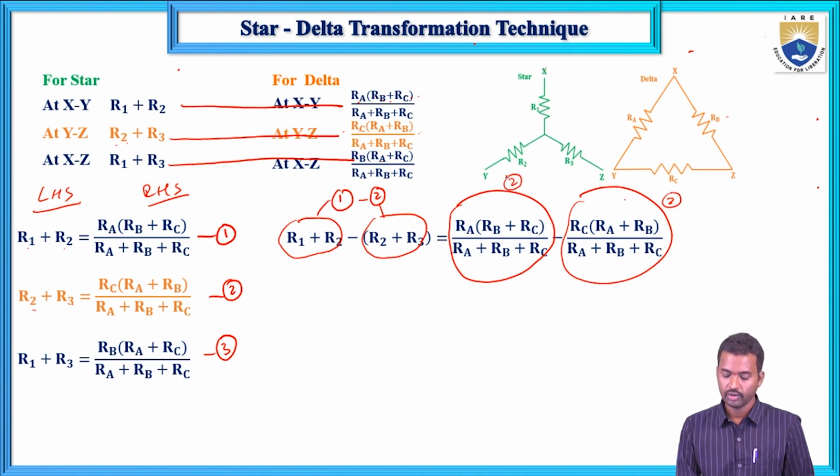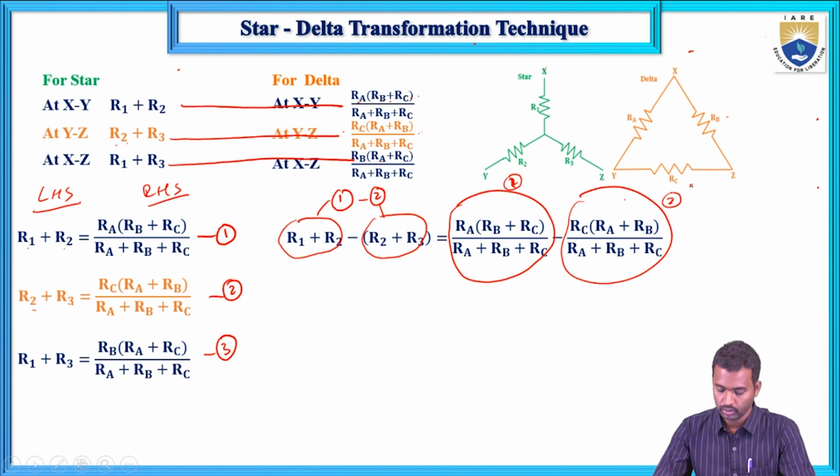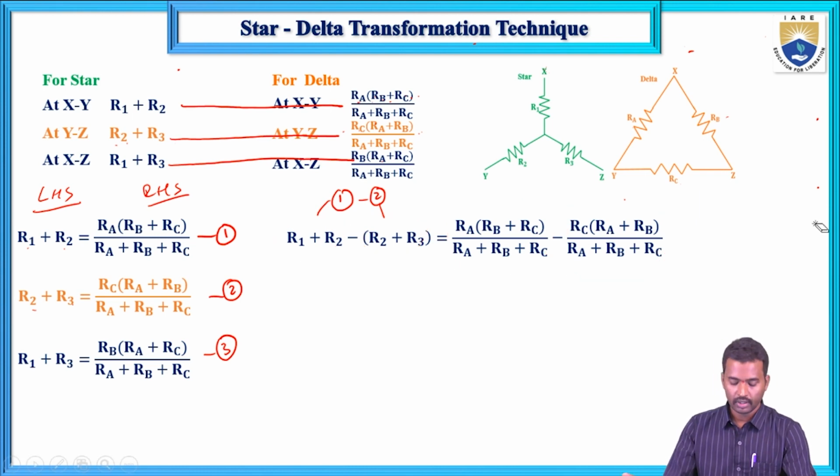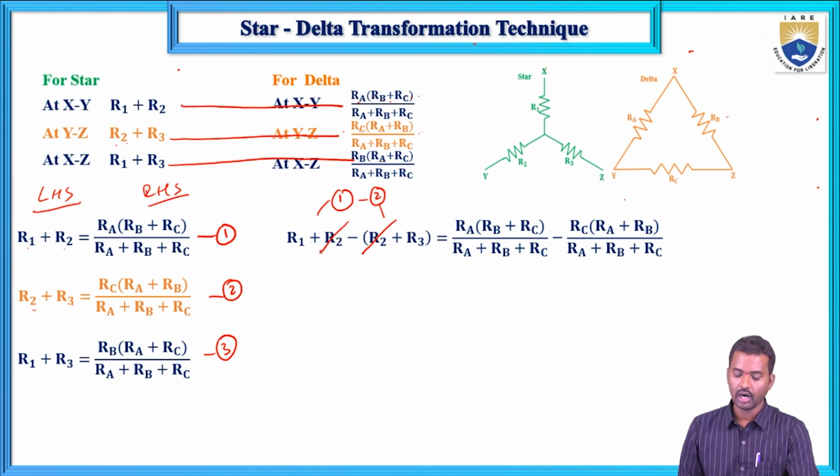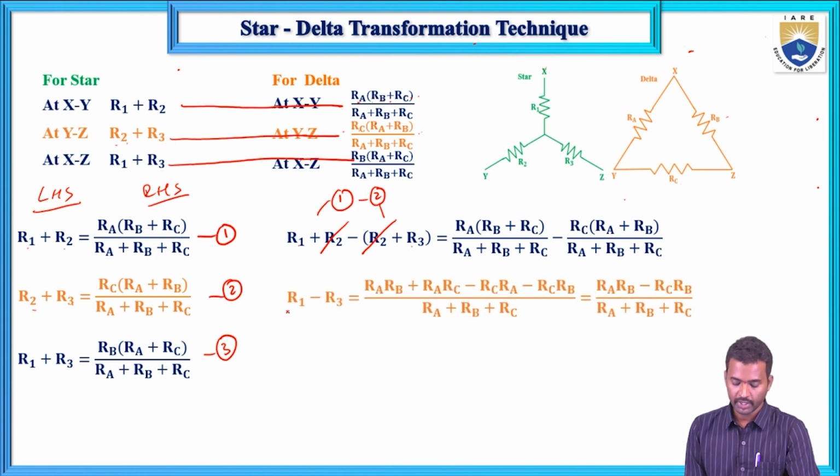RHS of 1 and RHS of 2. Here, what are the same terms? Here R1 and R2 are same. This equals R1 minus R2, R1 minus R3. And now RA minus RB plus RA minus RC.